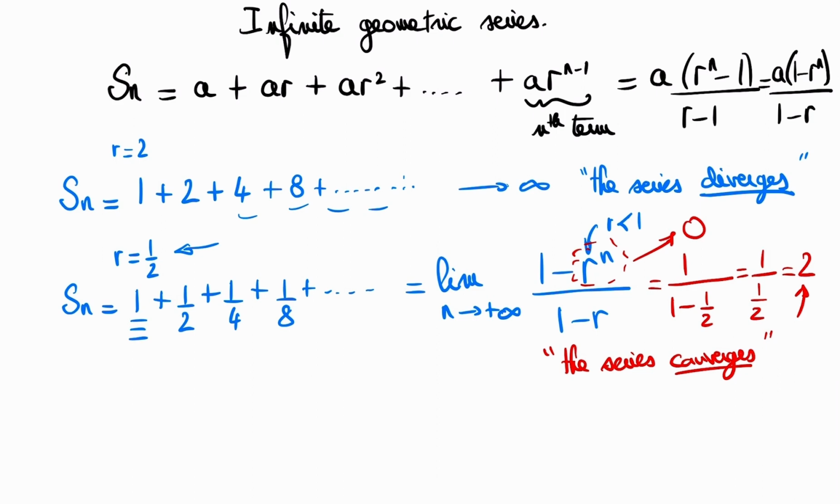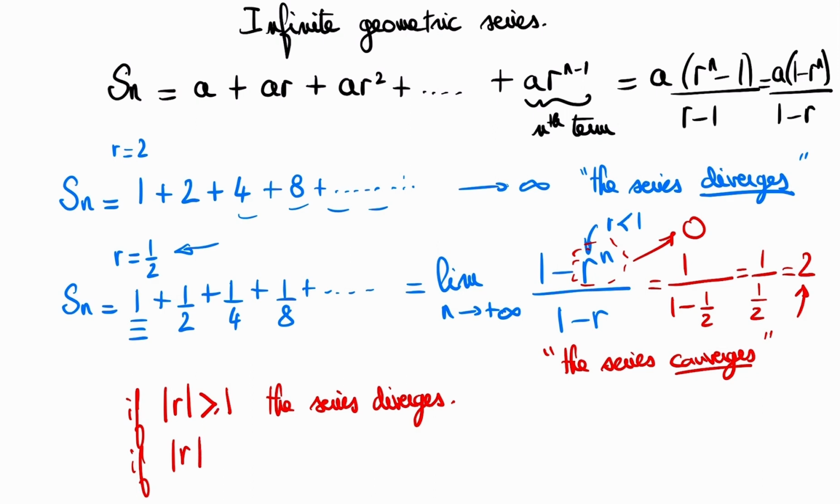So what is the criterion for a series to diverge or converge? Well, if the absolute value of R is strictly greater than 1, the series diverges, as we showed above. If the absolute value of R is less than 1, then the series converges.